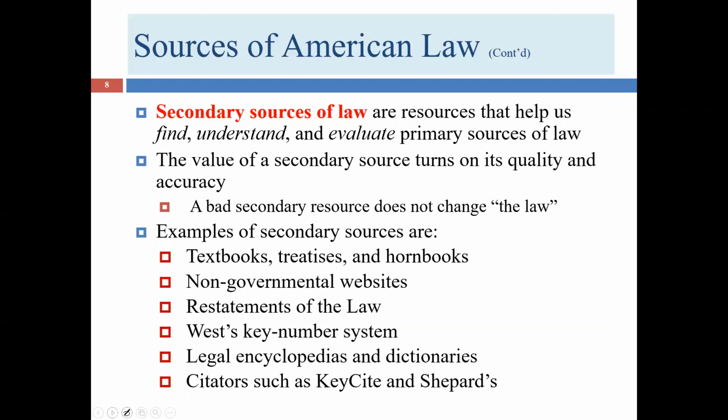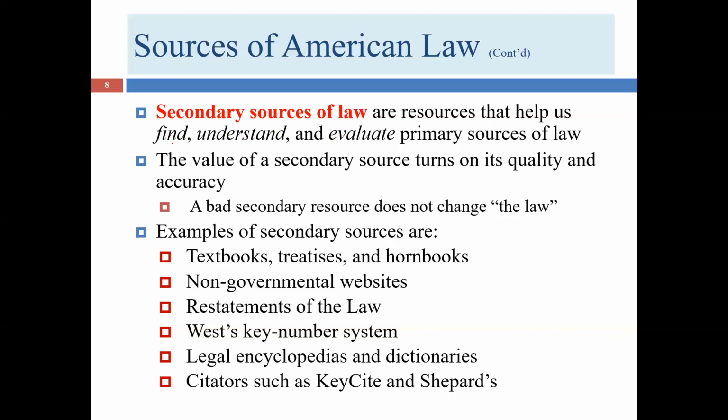Secondary sources of law are things that don't fit into the primary sources of law. So they're going to be things from somebody other than a governmental official. And they really help us do one of three things. They can help us find the law. They can help us understand the primary sources of law. And they can help us evaluate the importance or significance of that primary source of law.